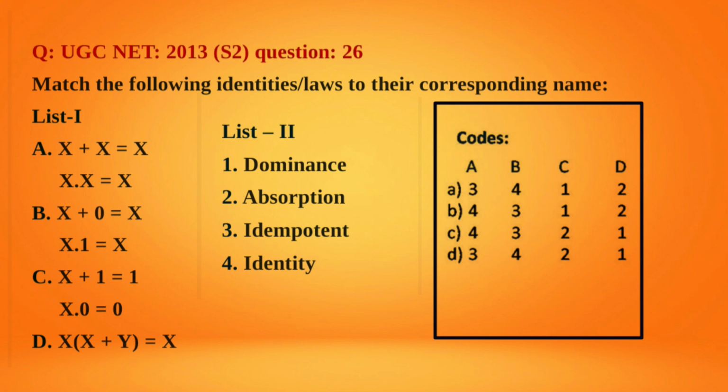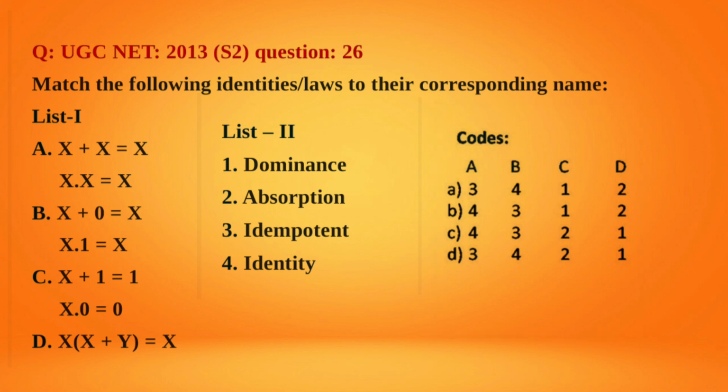Option A is A3, B4, C1 and D2. Option B is A4, B3, C1 and D2. Option C is A4, B3, C2 and D1. Option D is A3, B4, C2 and D1. The correct answer is option A: A3, B4, C1 and D2.